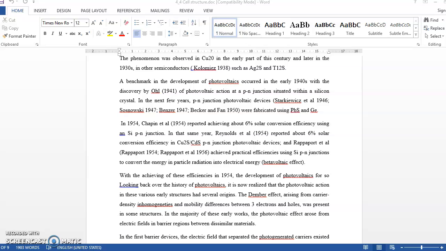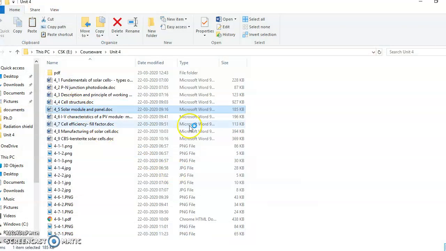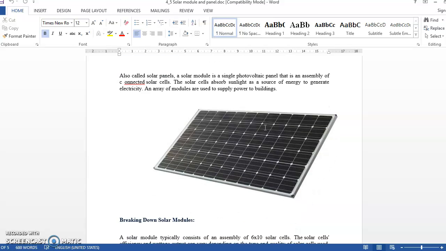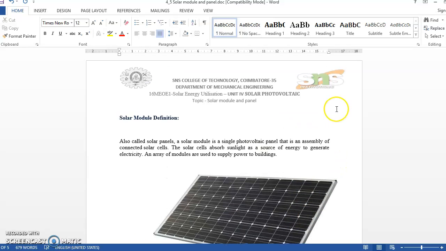Now, let me see another one, solar modular panels. Solar module and solar panels are one and the same. A solar module, also called a solar panel, is a single photovoltaic panel that is an assembly of connected solar cells.